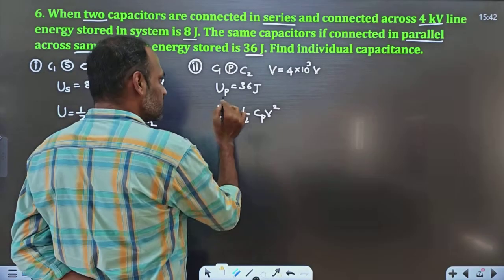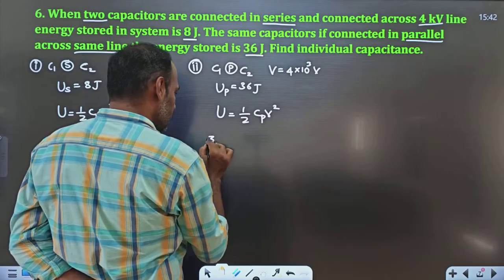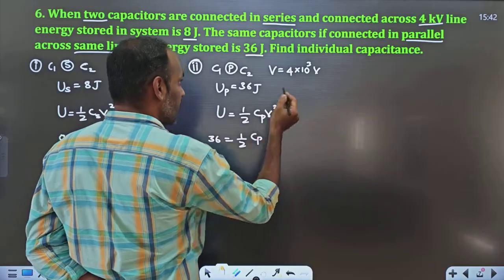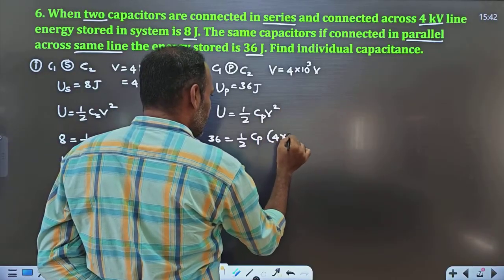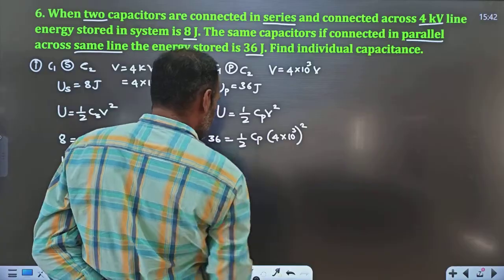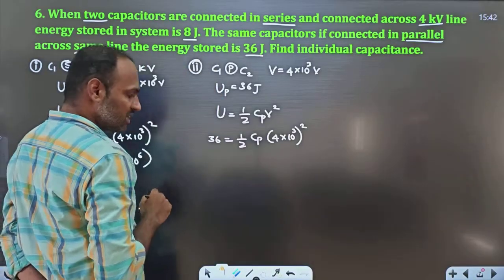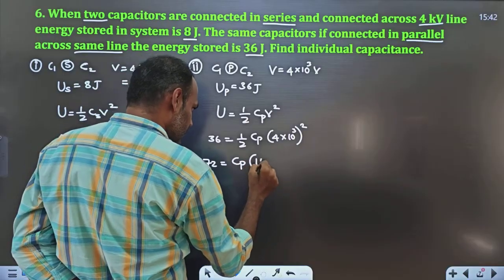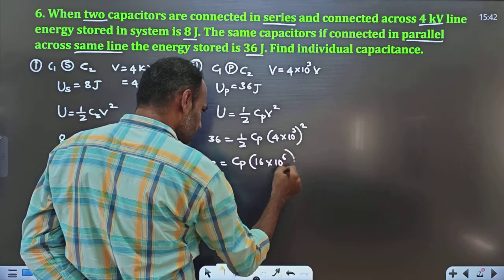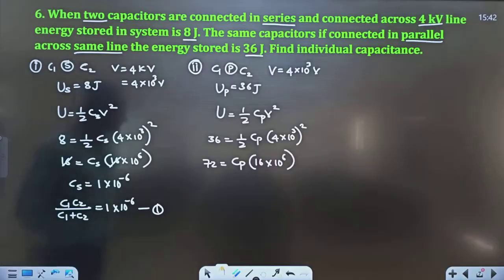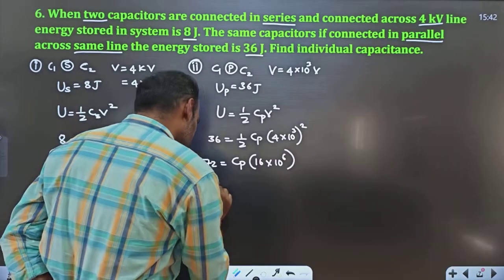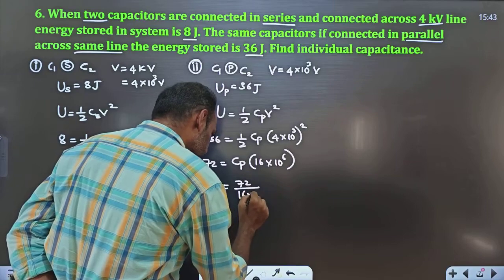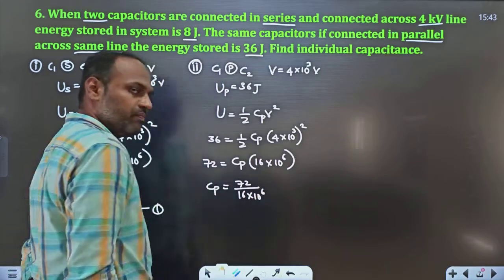Okay, now here this is U. U is 36 joule. 36 equal to half CP V square. V is how much? 4 into 10 to the power 3 whole square. I will multiply this 2 for this 36, it will be 72. 72 equal to CP, and this will be 16 into 10 to the power 6. So CP is equal to 72 divided by 16 into 10 to the power 6. Okay.